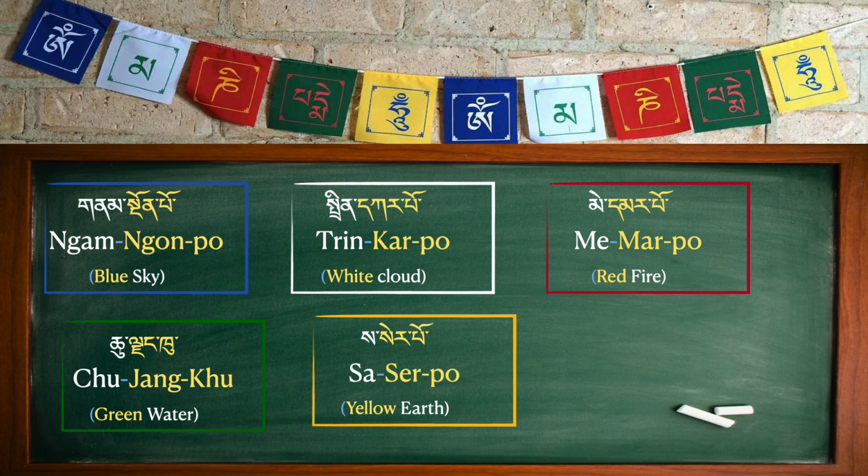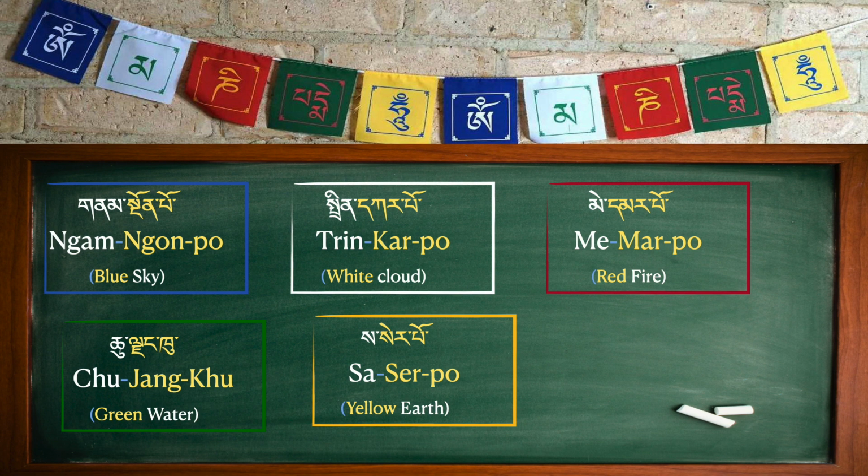Next color is red. Fire in Tibetan is me. Red color in Tibetan is marpo. So if you say red fire, that would be me marpo.